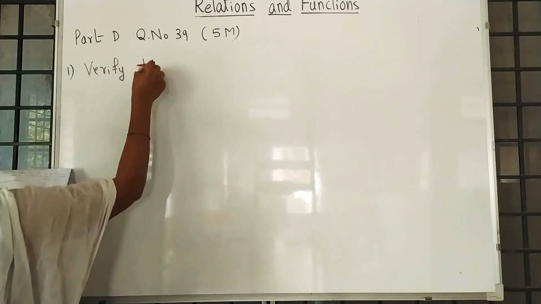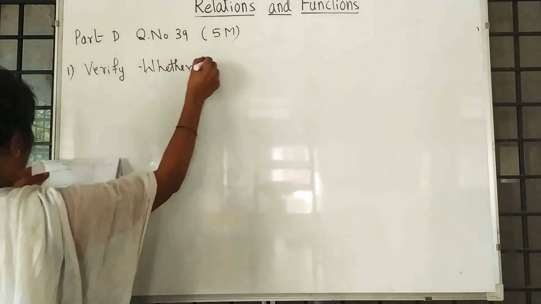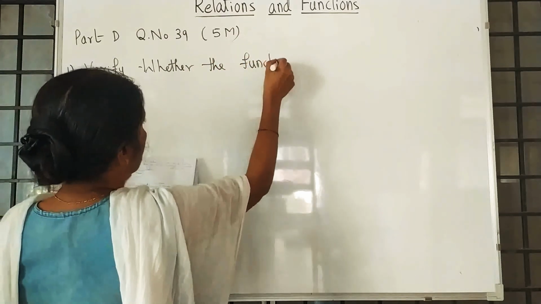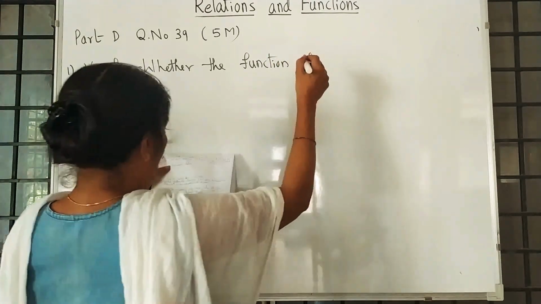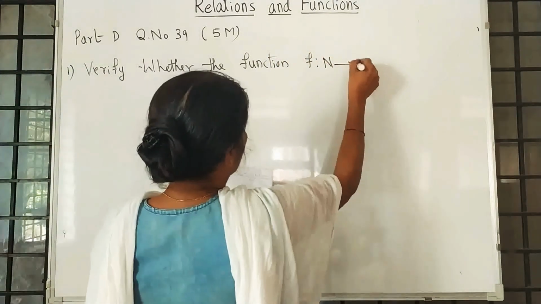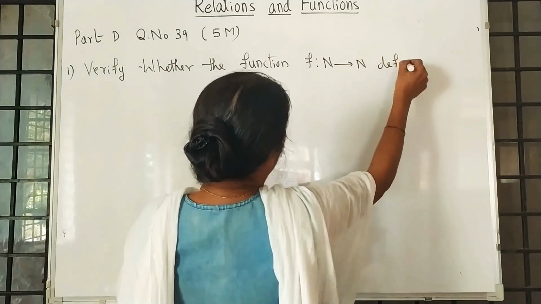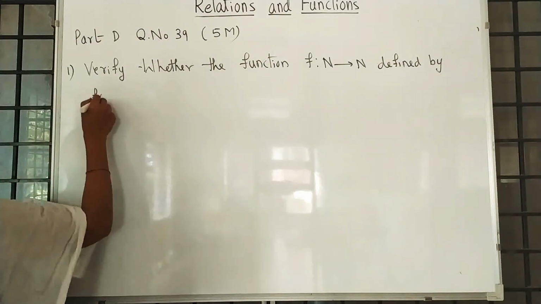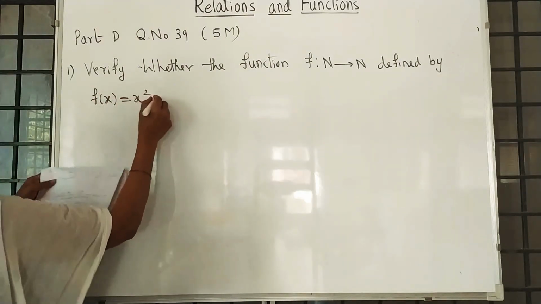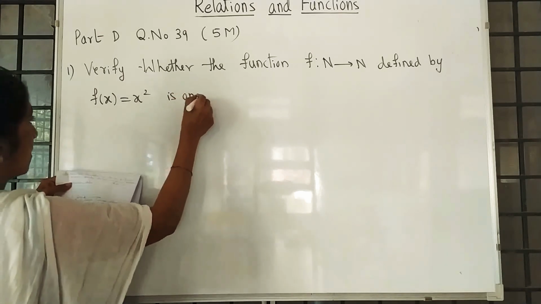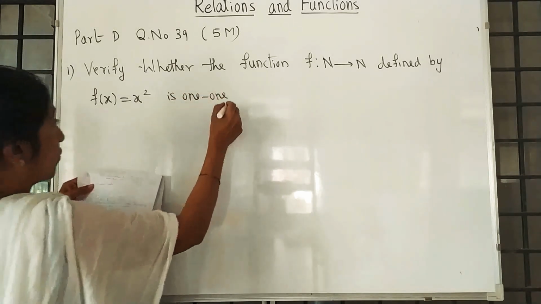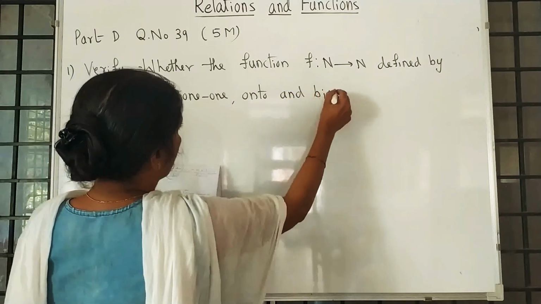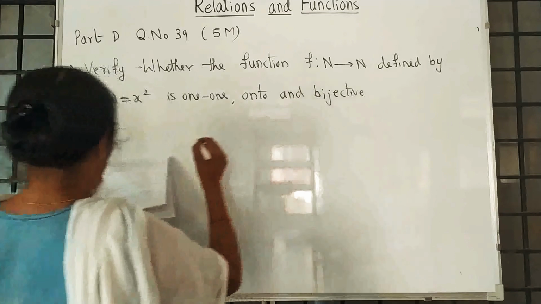Verify whether the function f from N to N defined by f of x is equal to x square is 1 1, onto and bijective. Like this they are giving very simple questions.